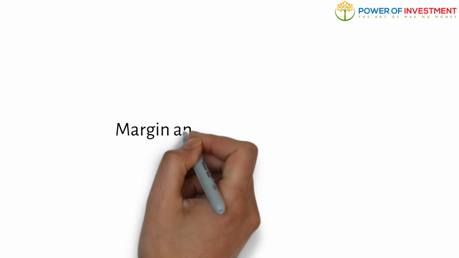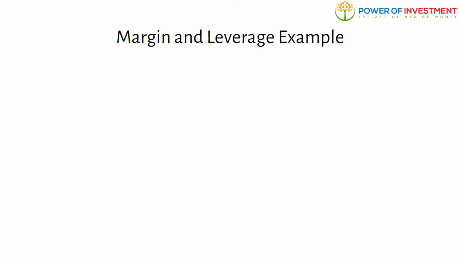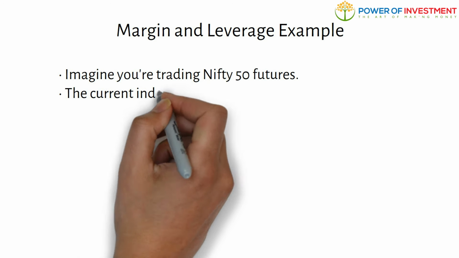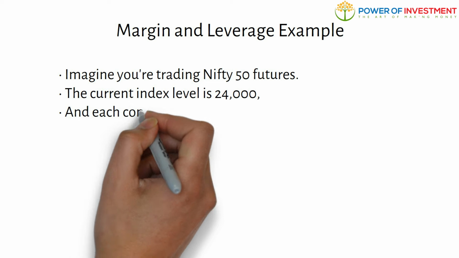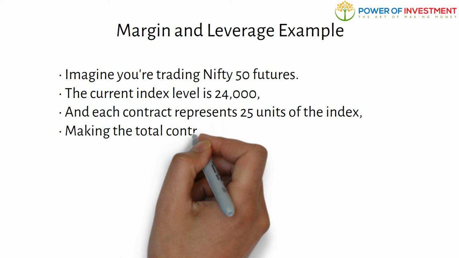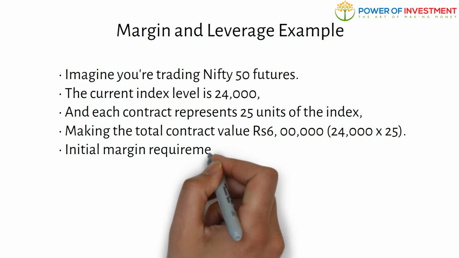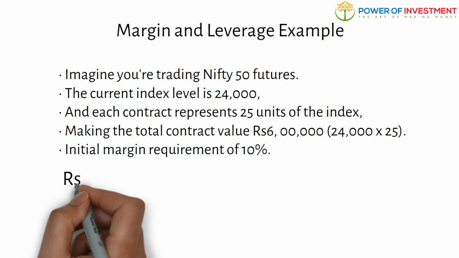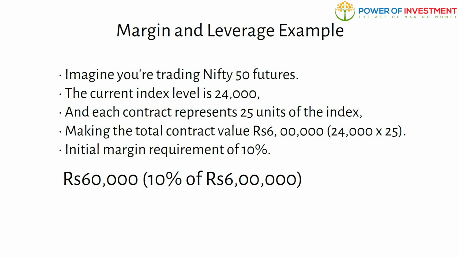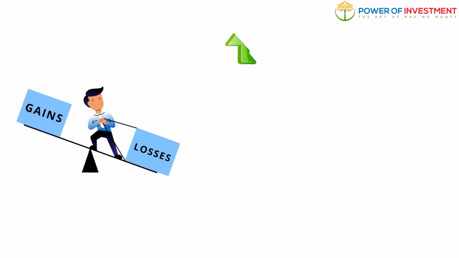Let's walk through a Nifty futures contract to understand how margin and leverage work in practice. Imagine you're trading Nifty 50 futures. The current index level is 24,000, and each contract represents 25 units of the index, making the total contract value 6 lakh rupees, 24,000 into 25. With an initial margin requirement of 10%, you need to deposit 60,000 rupees, 10% of 6 lakh rupees, to open the position. Now let's see how leverage can amplify both gains and losses.